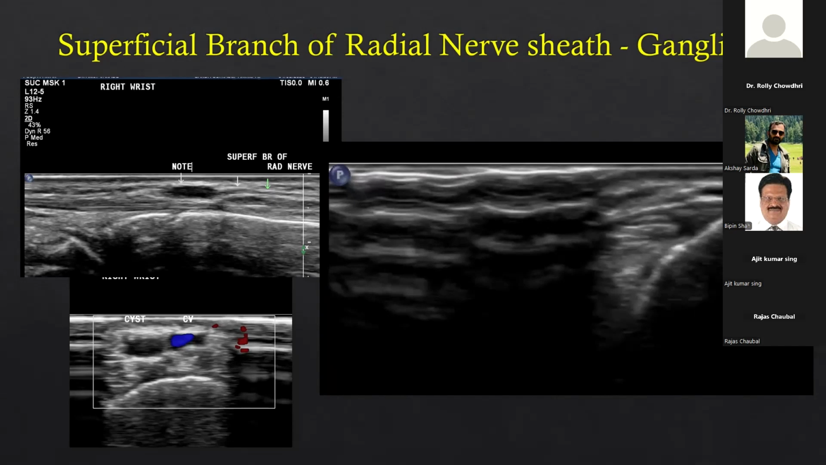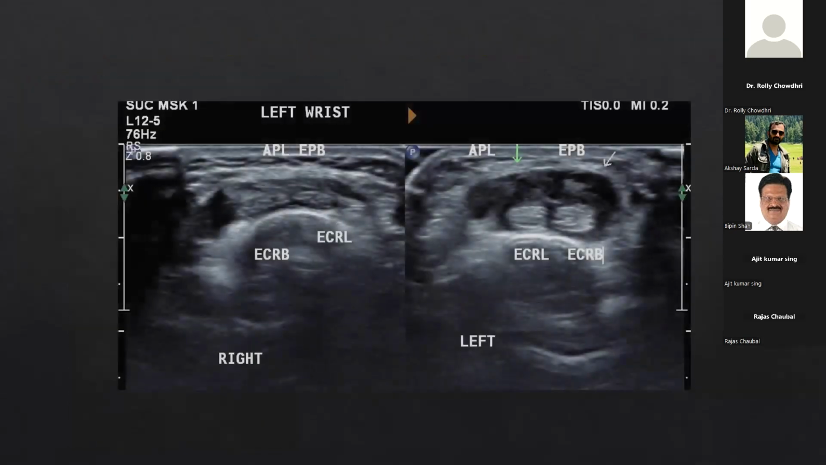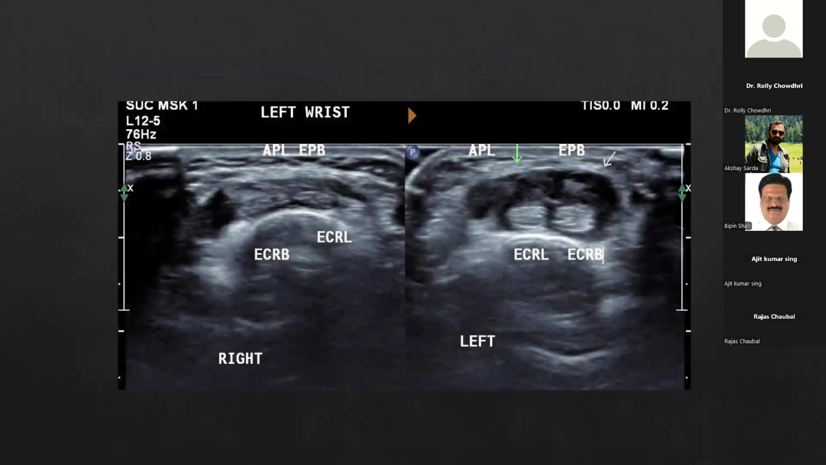So any pathology related to the superficial branch of radial nerve will clinically mimic de Quervain's disease. Coming to the next, again, put the probe where it hurts the most. The patient had pain on the radial side of the wrist, but where exactly? It was a little cranially, a little more dorsally to where we get de Quervain's disease.